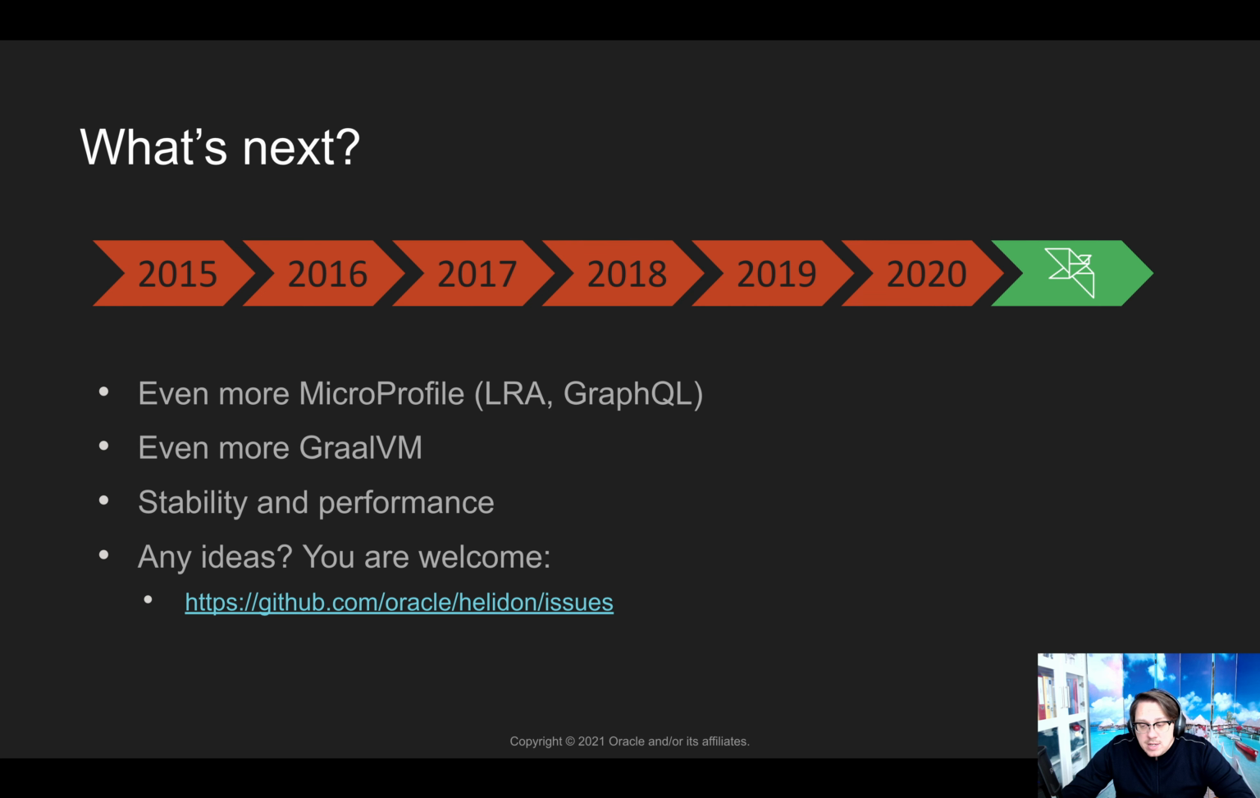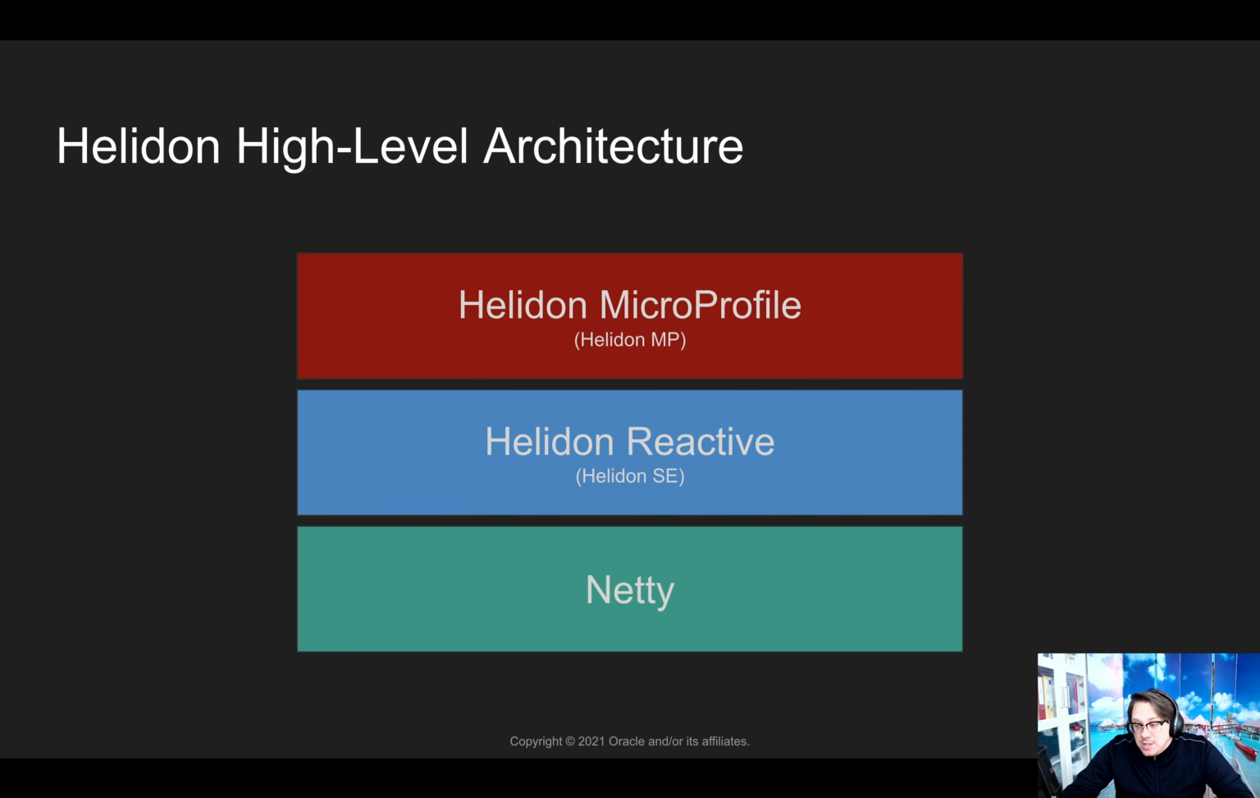So what's next? Actually, now we are working on other stuff like LRA, and GraphQL is already ready. Everything is GraalVM native image ready, so we get a lot of it. And once again, since this is an open source project, everybody can contribute. This means that we accept PRs. Just go to GitHub, Oracle, Helidon issues and submit your issues, and if you have a solution, just submit your solutions. We will be more than happy to review it and accept it in our project.